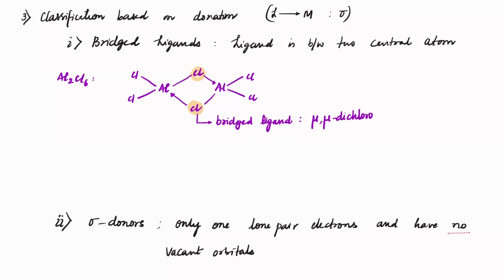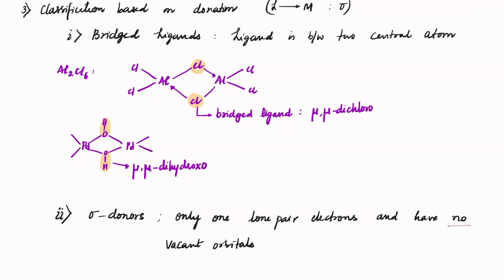Similarly, another such example is when you have a palladium, Pd, connected with two OH groups like this. Now this OH group and this OH group, this is a hydroxide, but this hydroxide is acting like a ligand. So we write it as mu, mu dihydroxo. These are the donor forms.